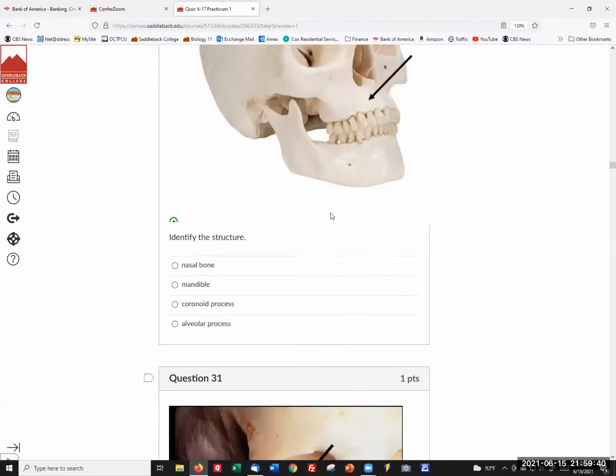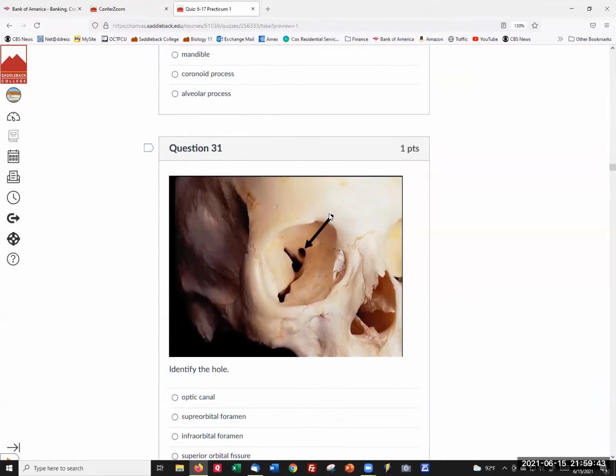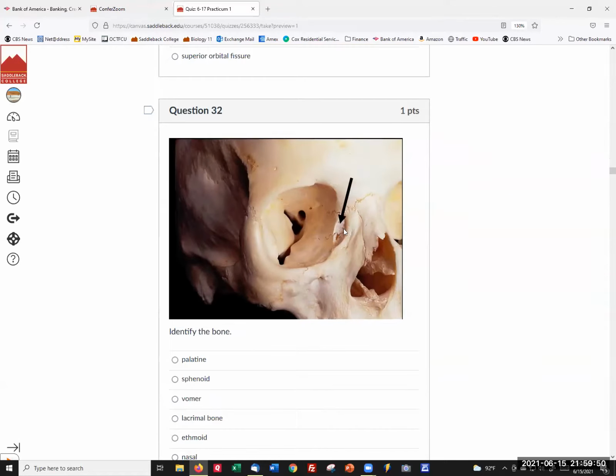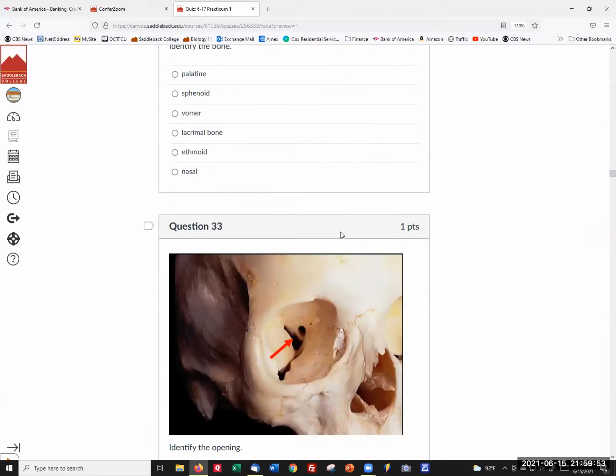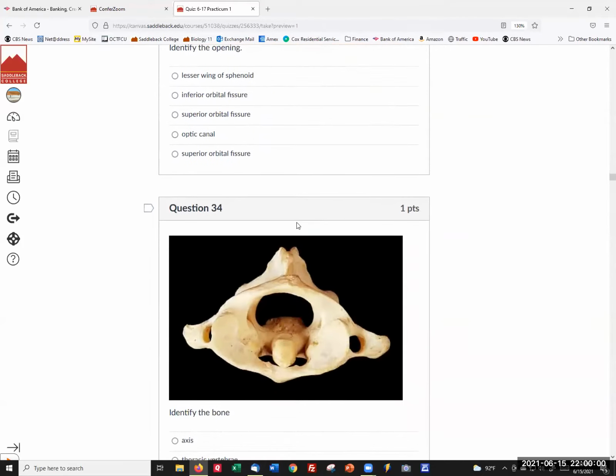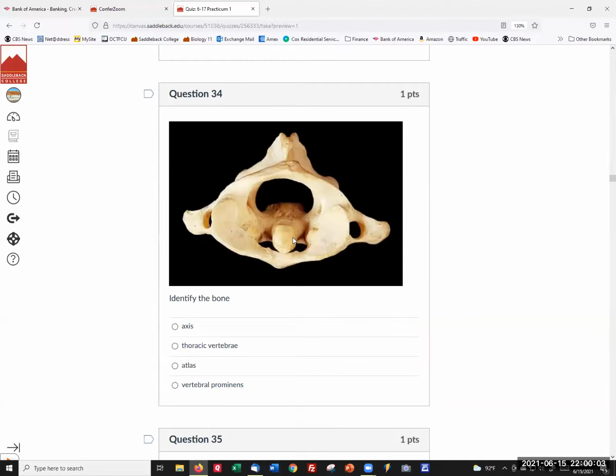The alveolar process, the optic canal, the lacrimal bone, the superior orbital fissure. This is the first and second cervical vertebra, one on top of each other. It wants to know the bone. No, it's just the second one, because here's the dens, and so that's got to be the axis. Here it is. Here are the foramina in the transverse process that we find in cervical vertebra.